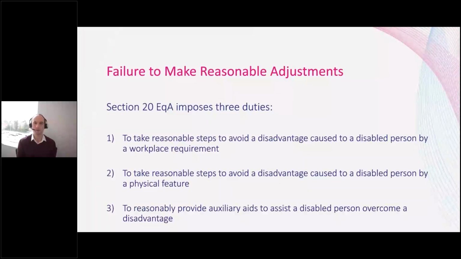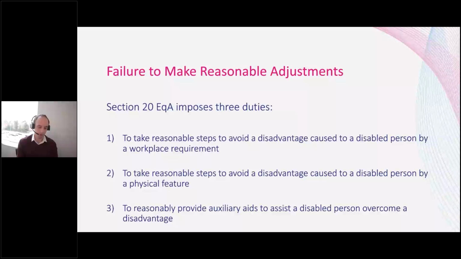So the other disability-specific claim that we're all aware of is the duty and failure to make reasonable adjustments. So we're looking at sections 20, 21 and 22 of the Equality Act here. What Section 20 does is it imposes 3 particular duties that, as employers, and indeed beyond employers, there is an obligation to consider. And there they are. The first one there, to take reasonable steps to avoid a disadvantage caused to a disabled person by a workplace requirement. So you can see immediately there's an overlap there between the Section 15 claims and the failure to make reasonable adjustments. Something that would amount to the remedy to a Section 15 claim.